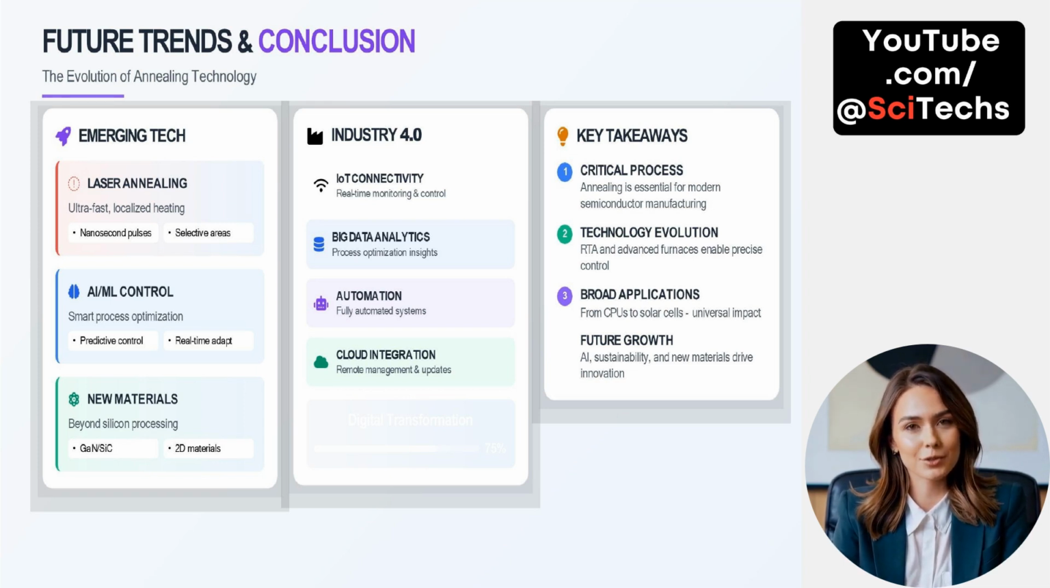Key takeaways include annealing's critical role in modern manufacturing, the precision enabled by RTA and advanced furnaces, its wide application range from CPUs to solar cells, and future growth driven by AI, sustainability, and material innovation.